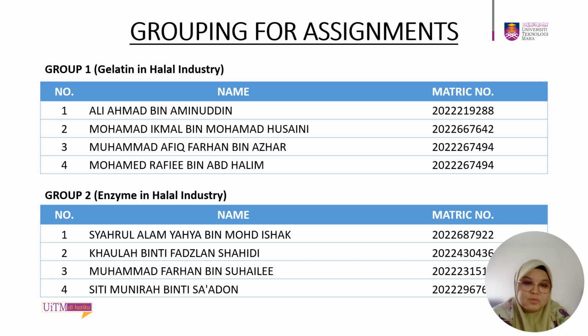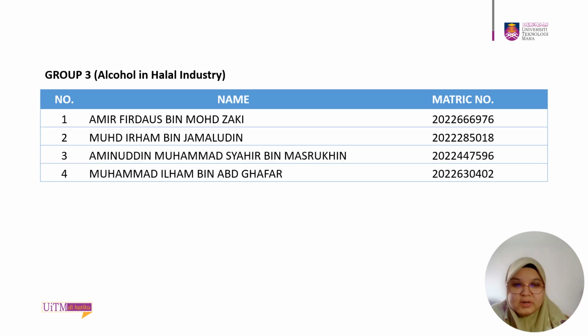Okay, so this is the grouping for the ISH403 assignment. Group 1, Ali, Ikmal, Afiq and Rafi'i. Your title is Jaltin in Halal Industry. Group 2, Shahrul Alam, Khawlah, Farhan and Siti Munira. Your title is Enzyme in Halal Industry. Then group 3, Amir, Irham, Aminuddin and Ilham. Your title is Alcohol in Halal Industry.